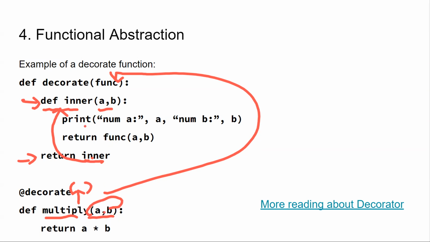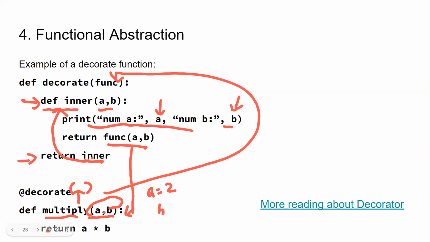And I will print number A and the value of A, number B and the value of B, and then I'll return it. And from here, we actually start executing the function we passed in, by return func AB, because we made a function call to it. So suppose A is 2 and B is 3. When I call the multiply function, it will still run the decorator first, and then you print number A 2, number B 3, and then you return 6 as an output.